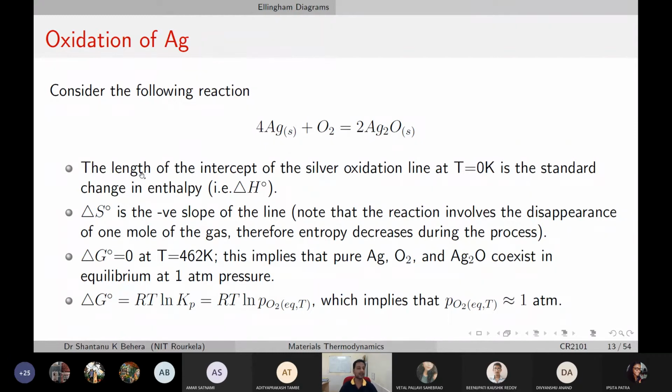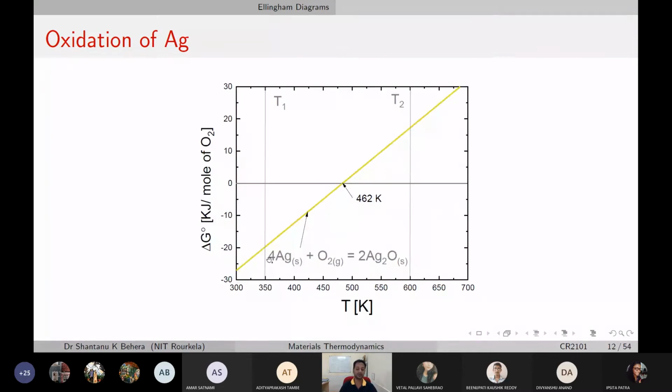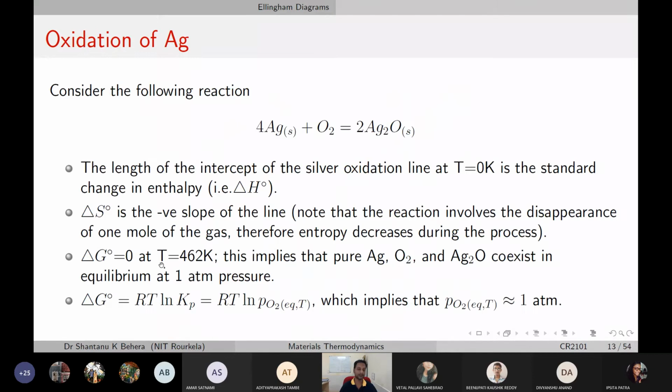Okay, now, this is what we've considered already in the reaction of silver, or for that matter, any other reaction. The intercept of the silver oxidation line at T equals 0 K is the standard change in enthalpy. Right? So talk about the line at 0 K: the x-axis goes this way, and this is where you get 0, and this curve continues downward. Then at the y-axis, it meets at some point, which is going to be perhaps about minus 60 or something, and that minus 60 kilojoules is the distance from 0 to this much, and that's going to be the intercept, and that intercept is nothing but your standard change in enthalpy. That's going to be your standard change in enthalpy, right?